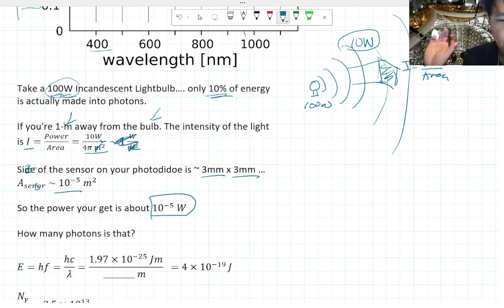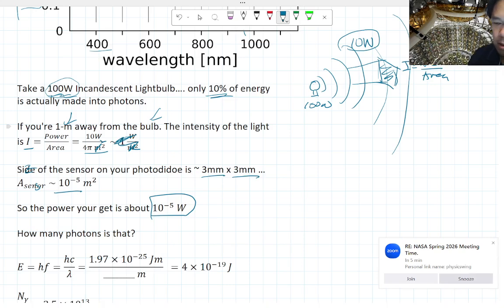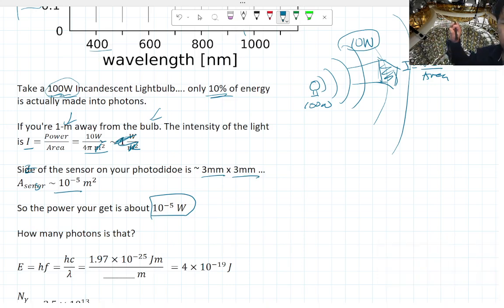So if we just have a photodiode about a meter away from a light bulb, we're going to get about 10 to the minus 5 watts of energy onto that little photodiode. Okay, so 3 millimeter by 3 millimeter is pretty small. But we want to convert that to current. So how many photons is that?